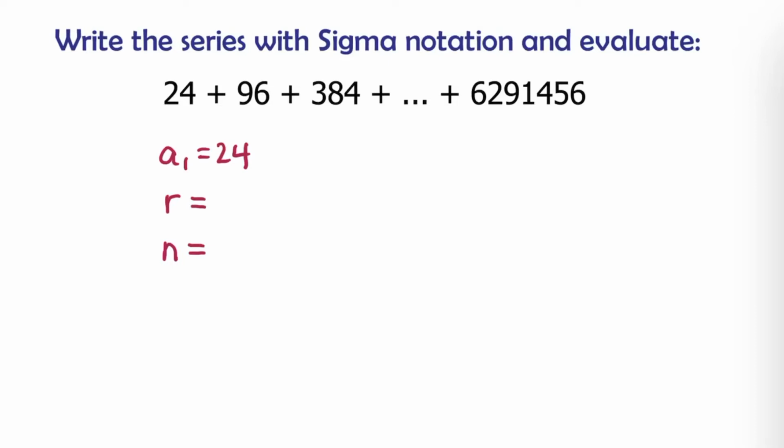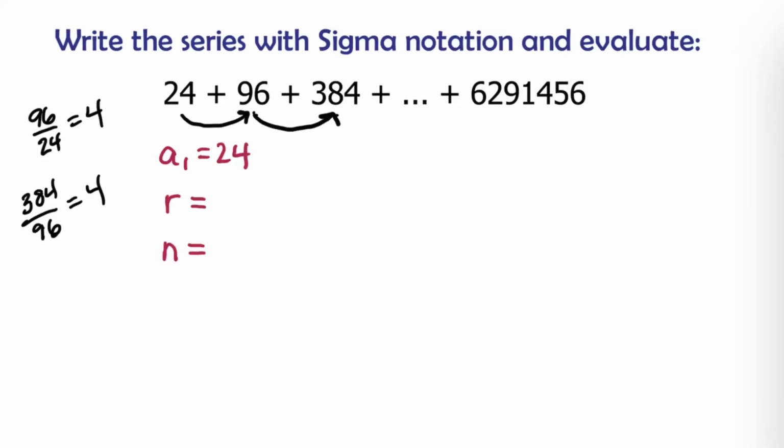Remember, the good way to check is if we take 96 and divide by 24, we get 4. What happens if we take 384 divided by the one that came right before it? We get 4, which is a good sign that this is a times 4 sequence. That makes it geometric. So we're in good position there. We have a common ratio of multiplying by 4 each time.